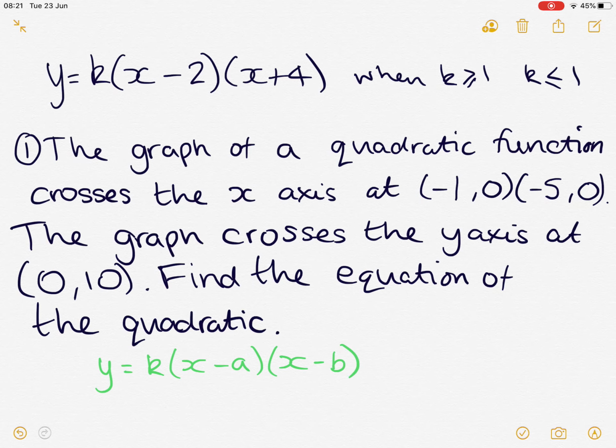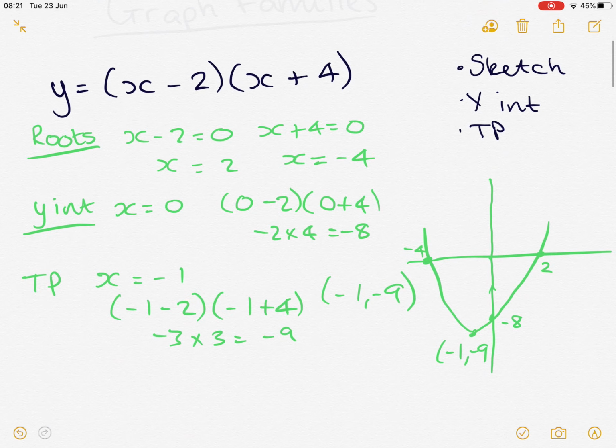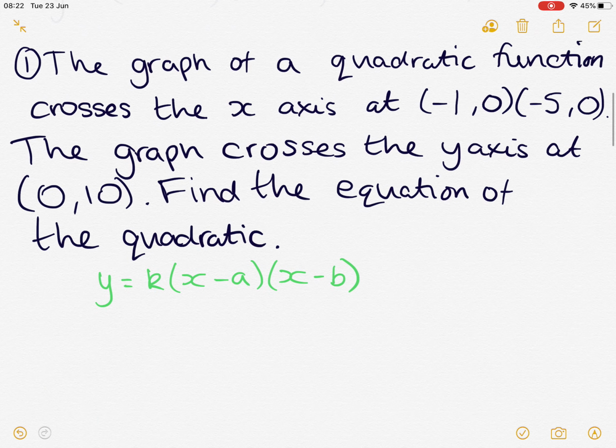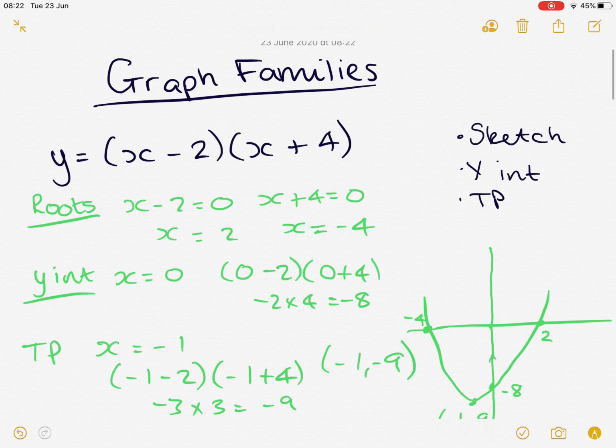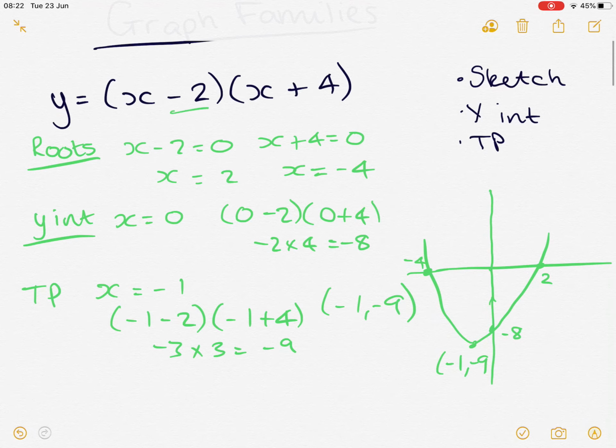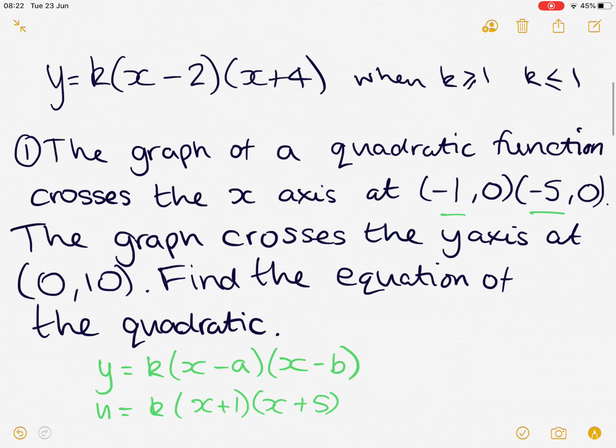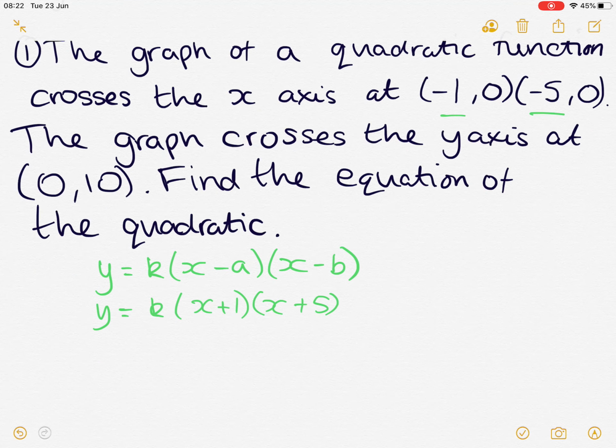Okay, so when we think about solving, when we went from the brackets to the coordinate, the sign changed. So we have to think about that. So we're going to have y equals k, and then the sign's got to change. So that would be x plus 1, x plus 5. When we solved up the top here, this 2 here, negative 2, and this 2, the sign changed. So we've done the same here.